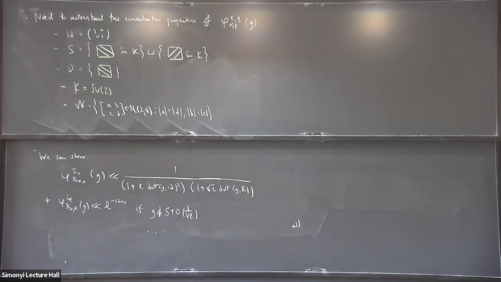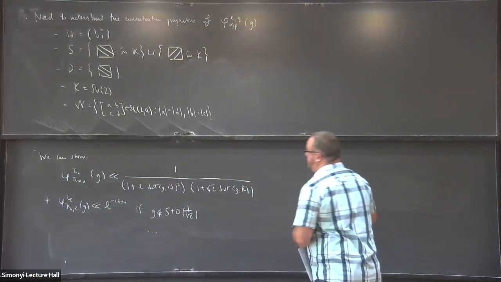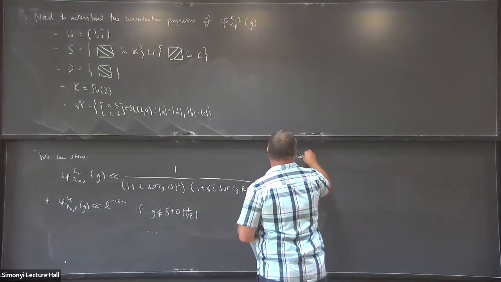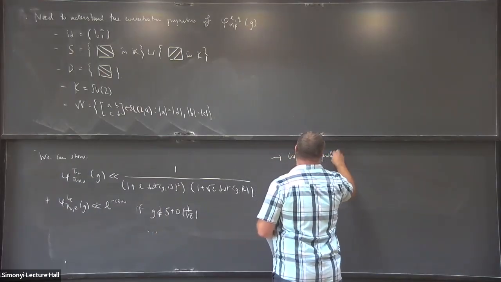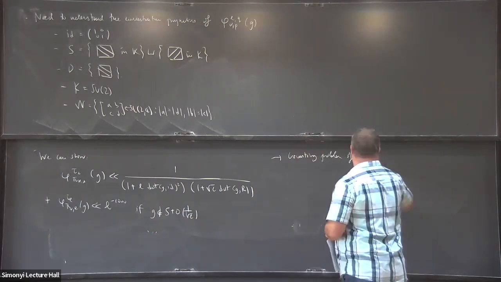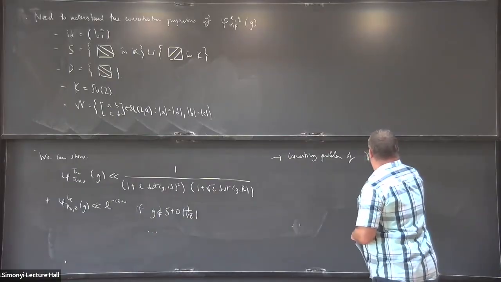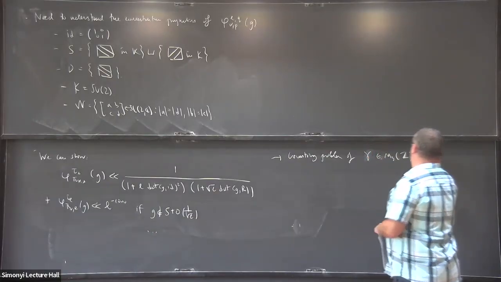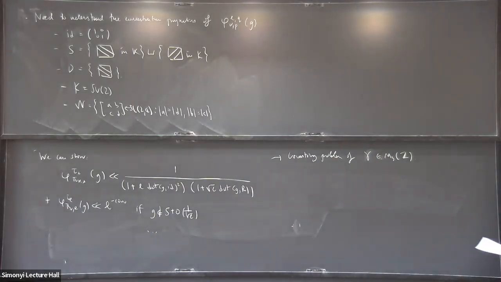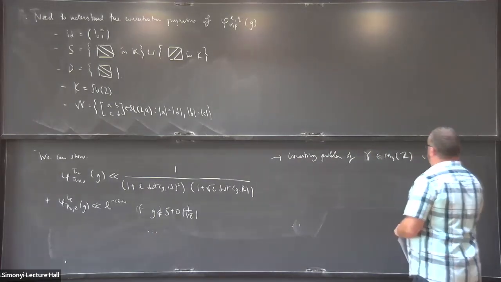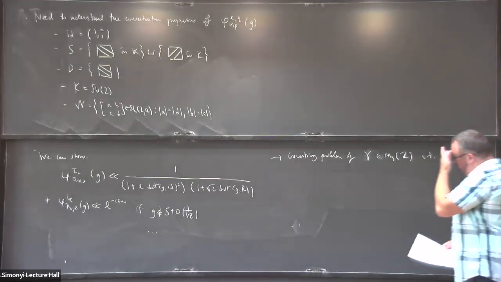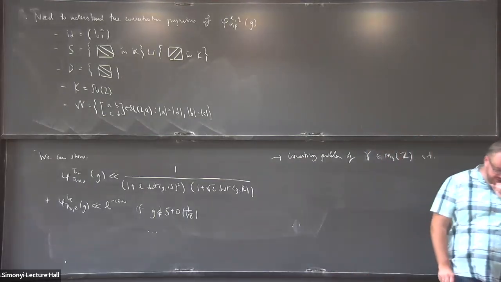And finally, I should tell you a few words about what we do with this, right? For this I'll just have a minute or two. So this leads to the counting problem of 3 by 3 integer matrices gamma, such that, well, we need to account for the Hecke operators.